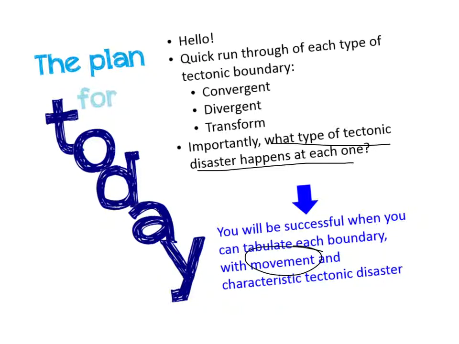So to be successful for you today, you're going to have to finish this, watch this up, and write down in your books a table so you can tabulate each boundary, the movement of each boundary, and the tectonic disasters, the landforms that happened at each one. So what we're talking about there is where the volcanoes and earthquakes form at each particular type of boundary.